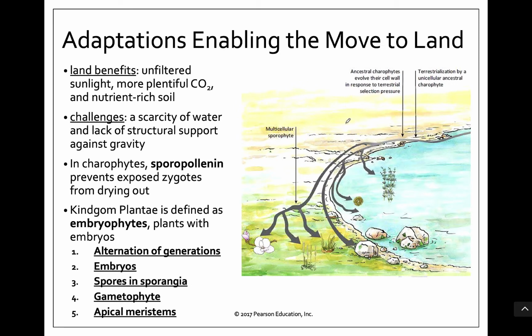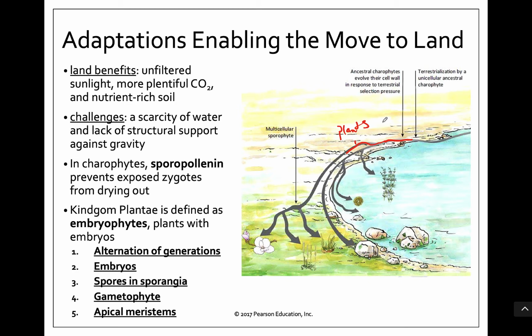So we believe these green algae actually made it onto land first. So here's the green algae making it onto land. And then eventually diverged into what we would consider plants. Some scientists actually consider the charophytes to be plants as well, but typically that's not commonly accepted.